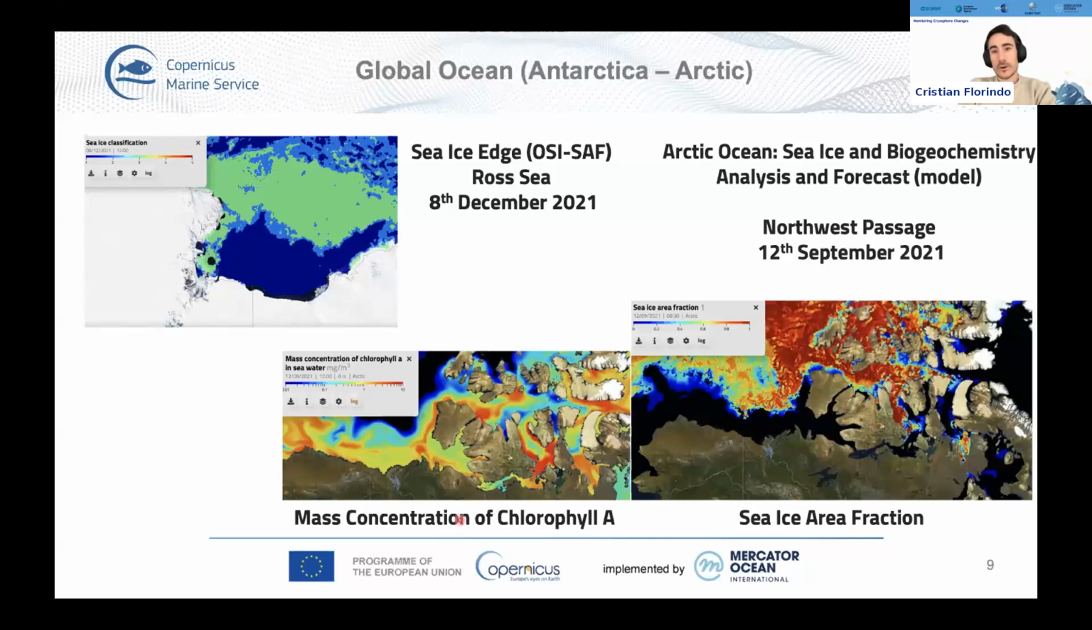On the other hand, we've got information from that same model for chlorophyll A, from the biochemistry model. And you can see for that same date what the chlorophyll concentration is on the bits of the ocean that are open, and a bit also below the ice, and that's model information.